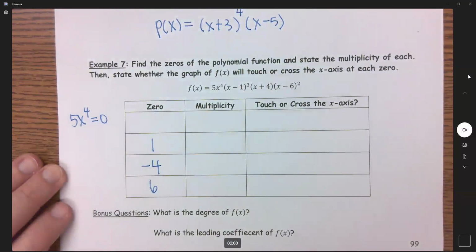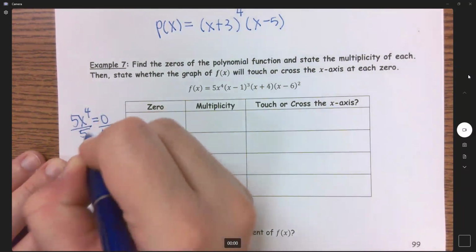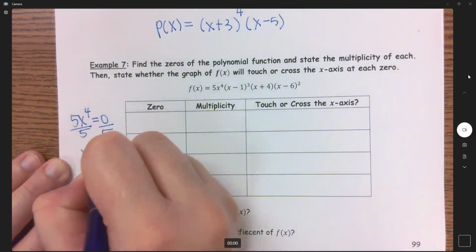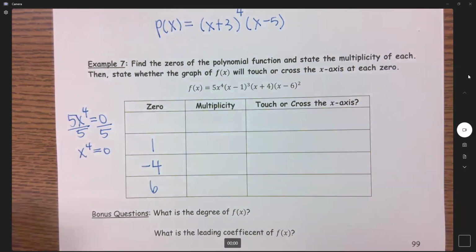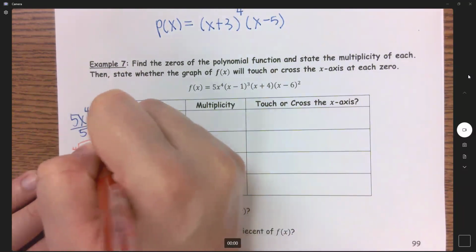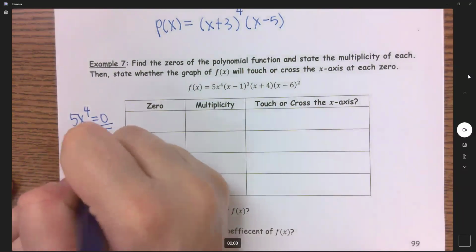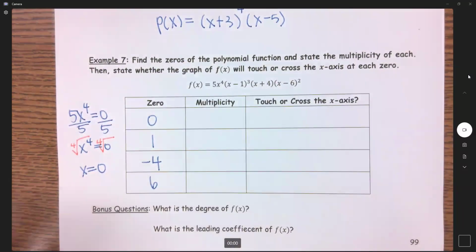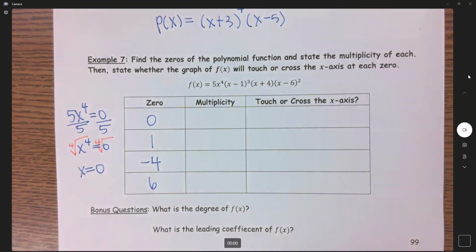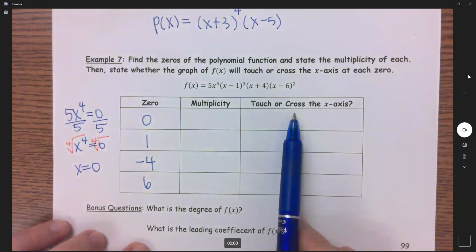5x to the 4th equals 0. First thing we would do is divide by 5. We get x to the 4th equals 0. The opposite of the 4th power is the 4th root. And the 4th root of 0 is 0. Okay, so those are our 4 zeros. 0, 1, -4, and 6. Okay, so now let's state their multiplicity, and then we're going to state whether it touches or crosses the x-axis.